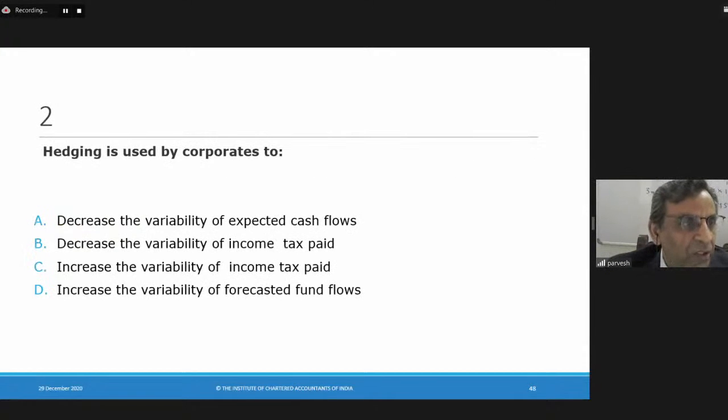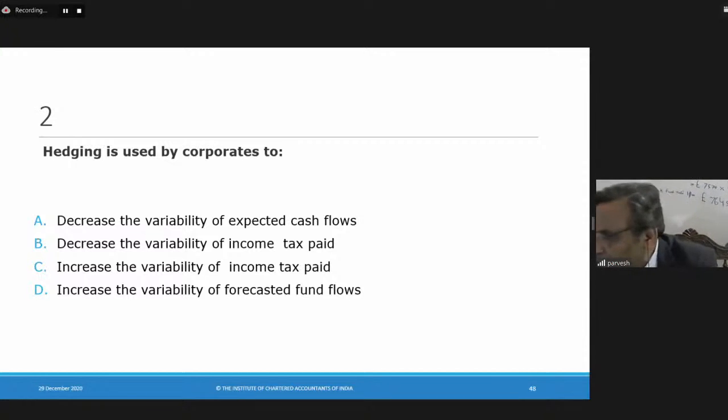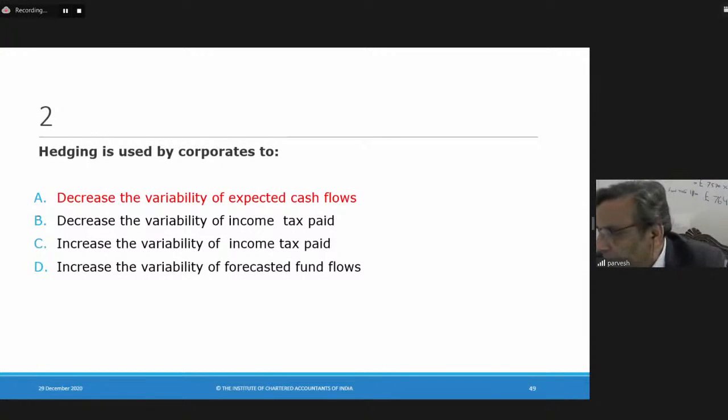Hedging is used by corporates to: decrease the variability of expected cash flows, decrease the variability of income tax paid, increase the variability of income tax paid, or increase the variability of forecasted fund flows. So what should be the right answer? The right choice is decrease the variability of the expected cash flows.